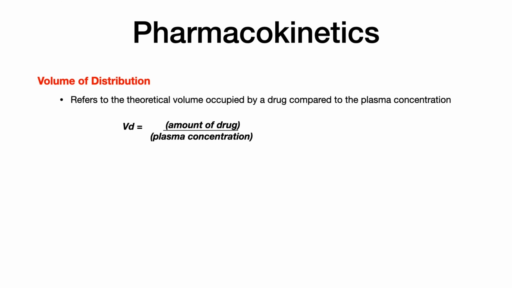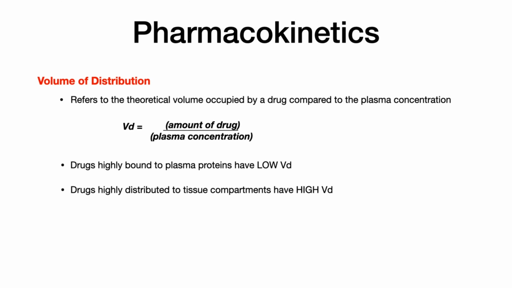So when we look at the volume of distribution, we're really asking ourselves, where in the body is the drug accumulating, or what volume is being occupied by the drug, and where is it in the body? So you can think of the volume of distribution as a spectrum. And on the far left, you would have drugs that are highly bound to plasma proteins. And on the far right, you would have drugs that are highly distributed to tissue compartments. And if a drug is highly bound to a plasma protein, it will have a low volume of distribution because most of the drugs will be attached to the proteins and will be circulating free in the plasma.